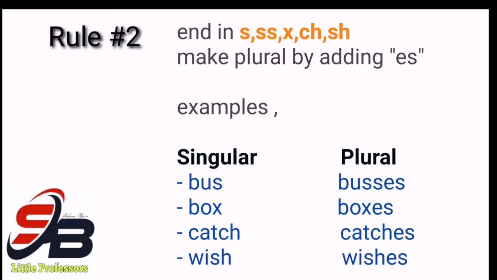Rule number 2. Words that end in s, ss, ch, x, and sh make plural by adding es. For example, bus, buses, box, boxes, catch, catches, wish, wishes.